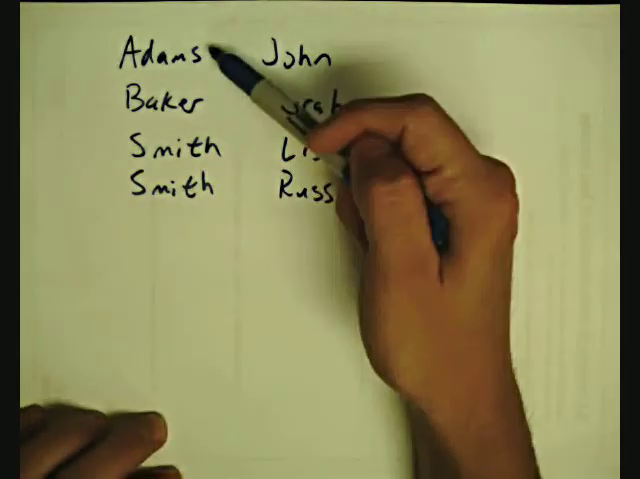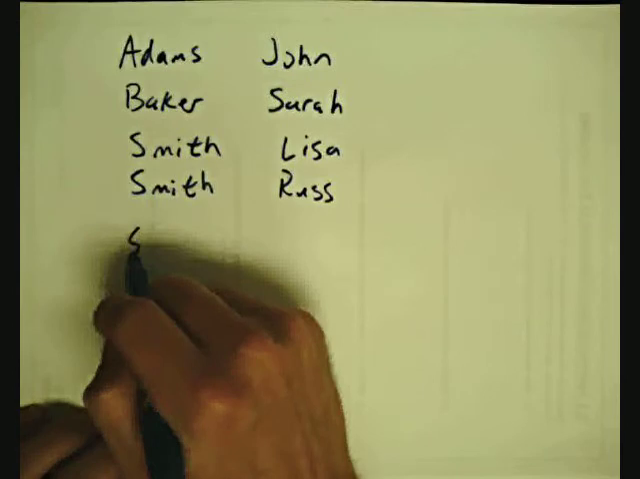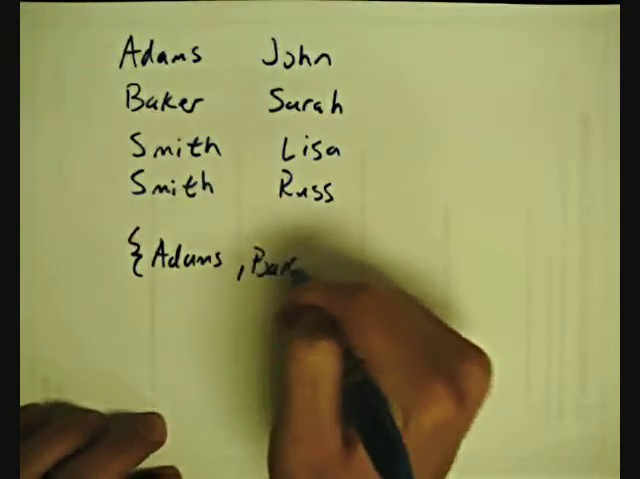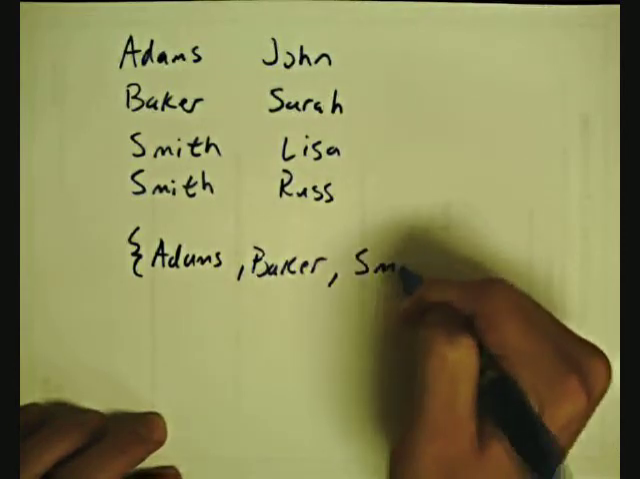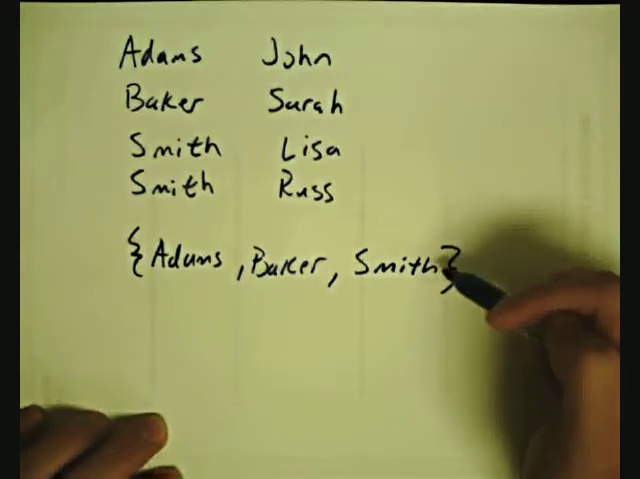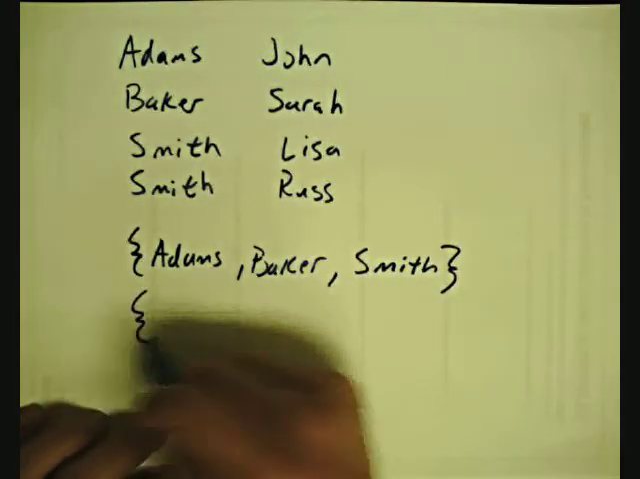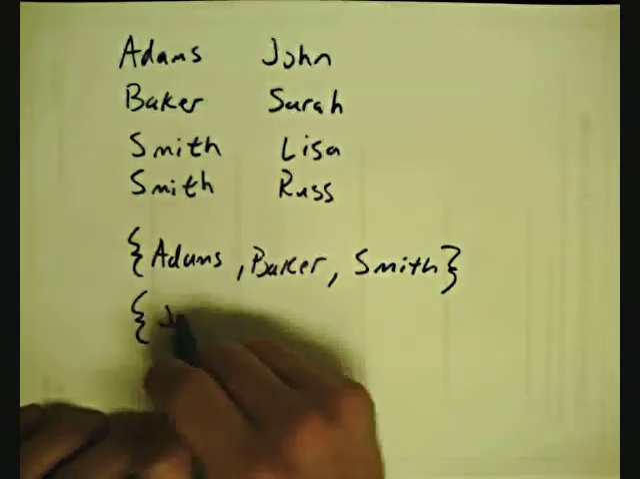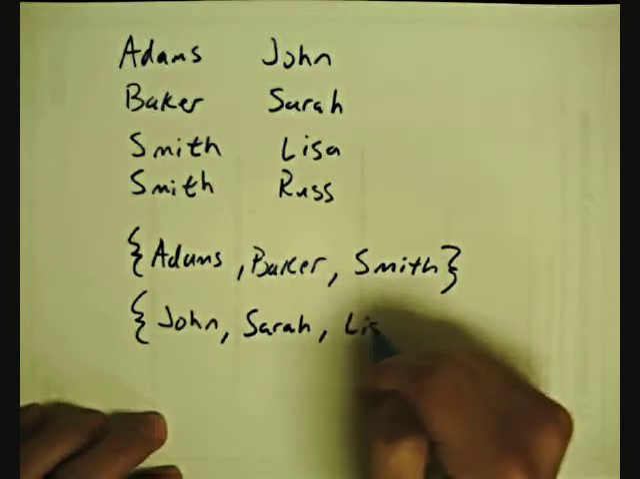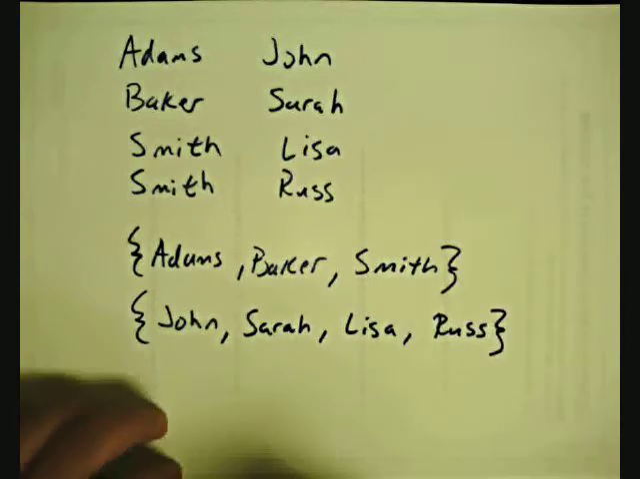The first entry, which is the last names, would be considered the domain. So our domain would be Adams, Baker, Smith. Okay, and notice we don't have to write Smith twice, just Smith once. And our range is our second entry, which would be John, Sarah, Lisa, and Russ. And there's our range.